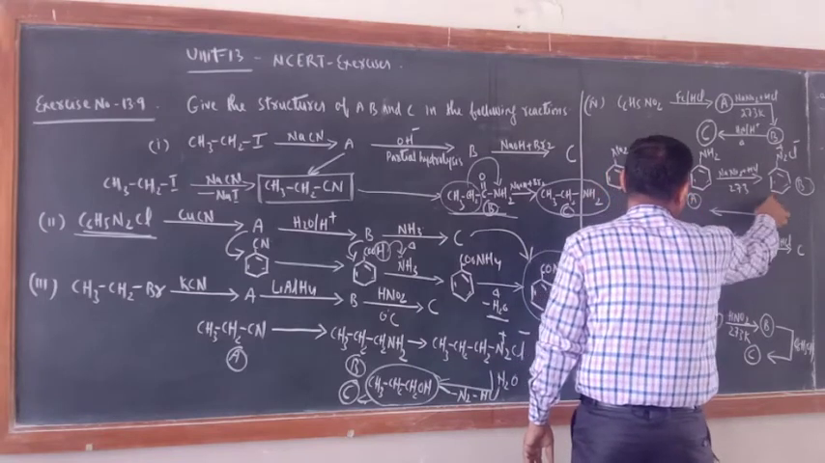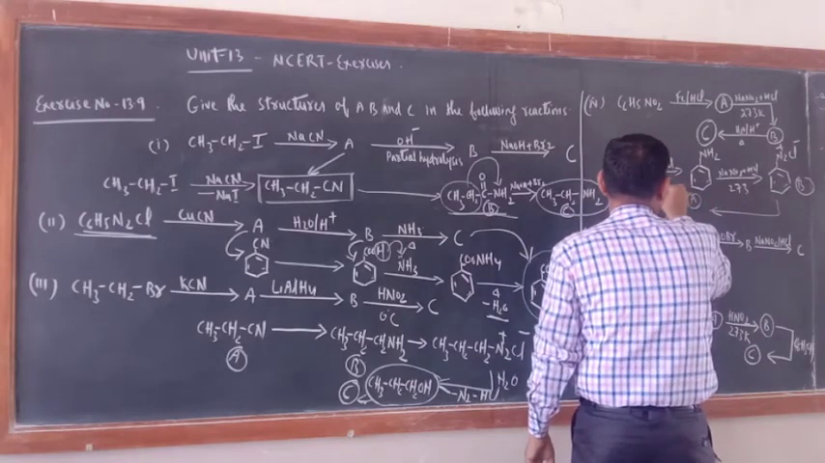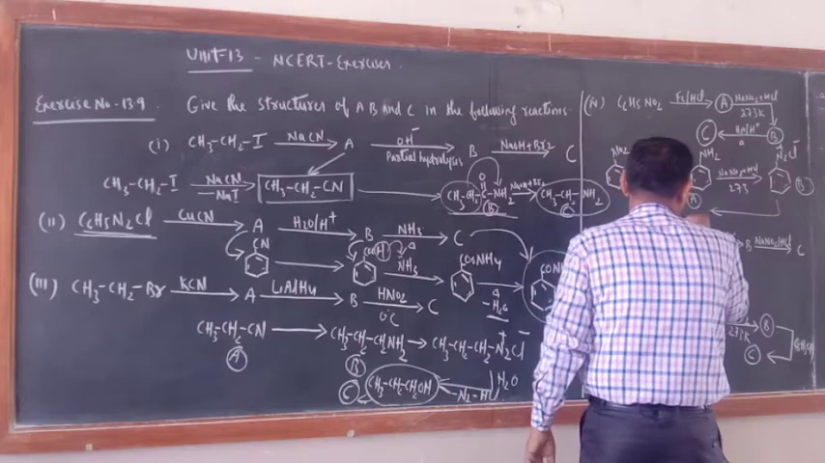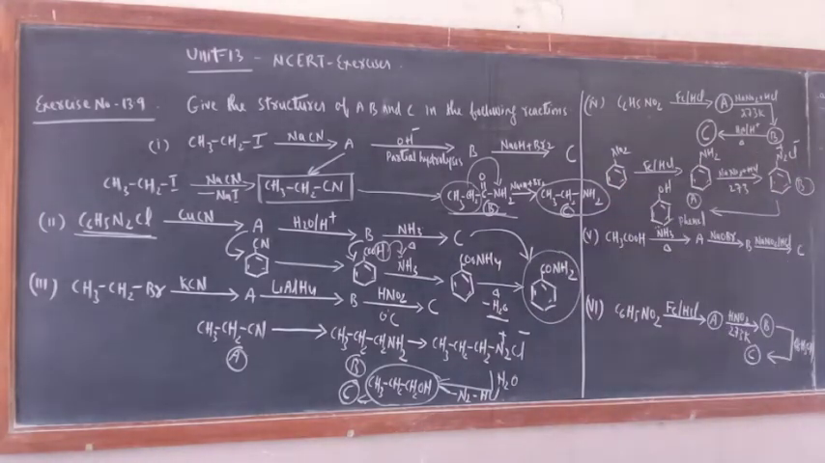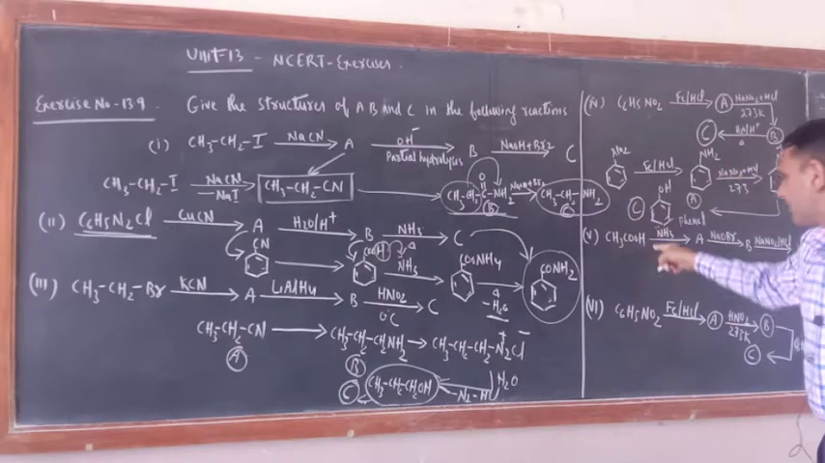Benzene diazonium chloride, when it reacts with water, the product is phenol. What is that one? Phenol. So ultimately you have got the phenol. So your C is this one, phenol. C. Okay, what about this one?